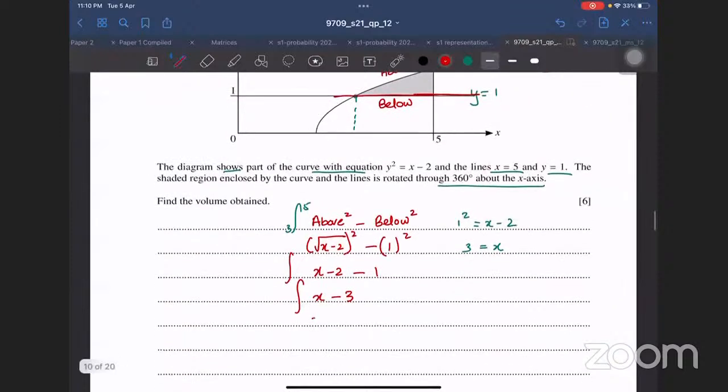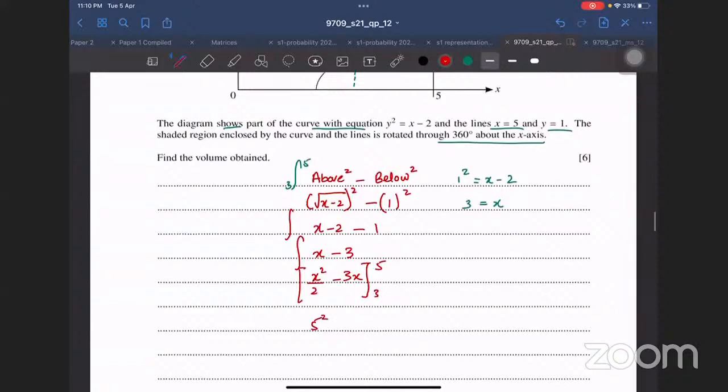So integrating this gives me x squared over 2 minus 3x, and my limits are 3 to 5. So I get 5 squared over 2. Now there's a pi outside which I've forgotten to write. You write that at the start and you write that at the end again.